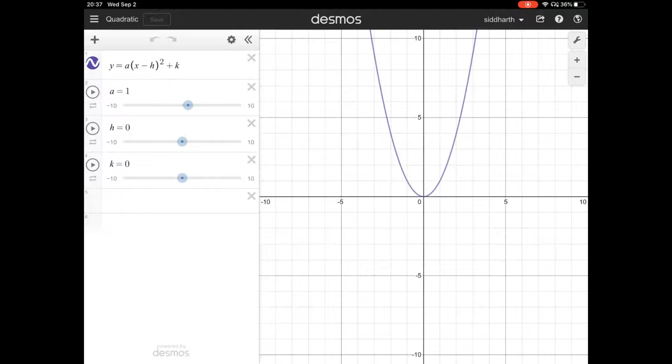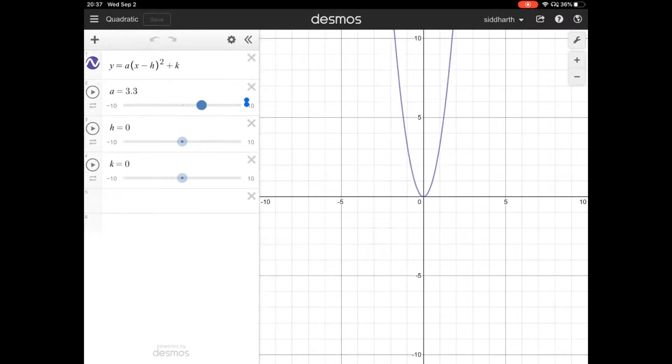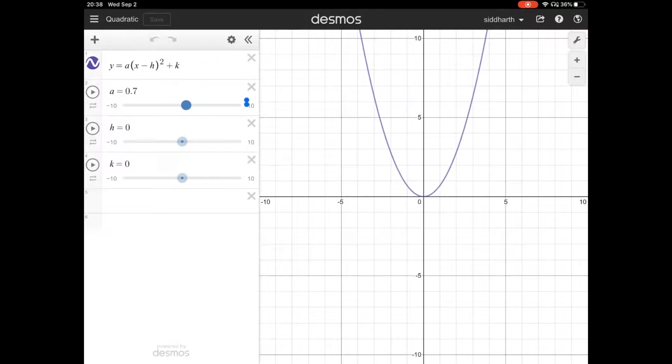Notice that it is a parabola, and so are all other quadratics. Now, let us see what happens when I change the values of a, h, and k, and how that will affect how this graph looks. Let's start with a. When I increase the value of a in the positive direction, you can see that the graph becomes narrower and narrower, and when I reduce a, the graph starts getting wider and wider.